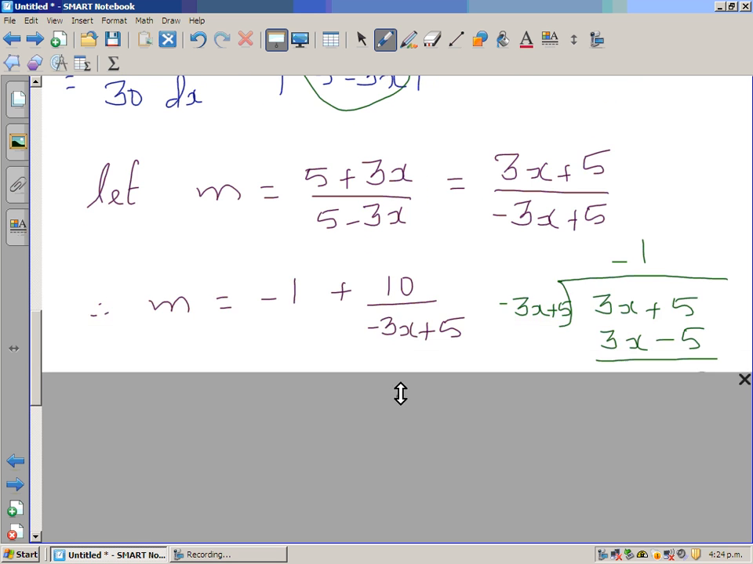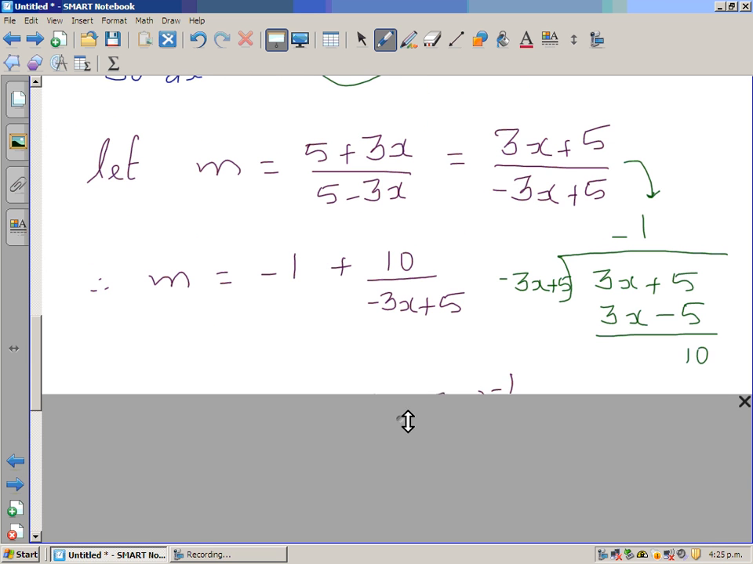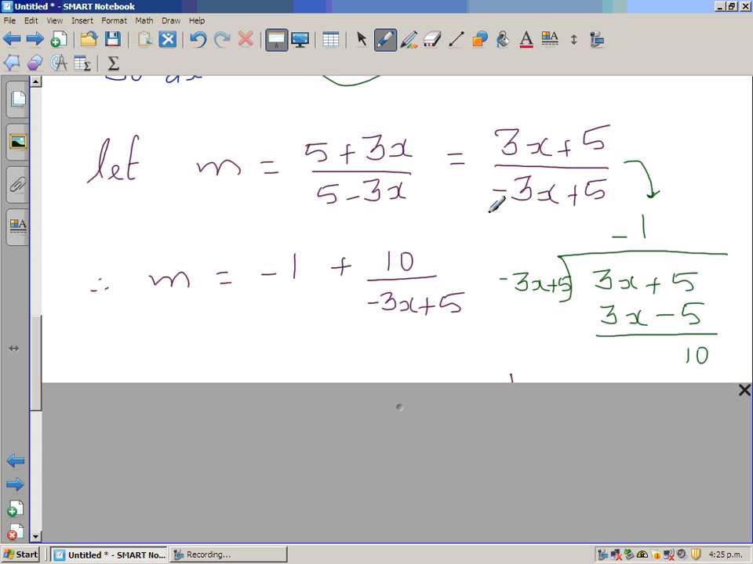Now, dividing polynomial by polynomial, from this step you can understand this. To get rid of this plus 3x, I want to get a 3x here. So minus 3x times negative 1 is plus 3x, and plus 5 times negative 1 is minus 5. If you understand this division, this changes to this: minus 1 over minus 1 plus 10 over this.